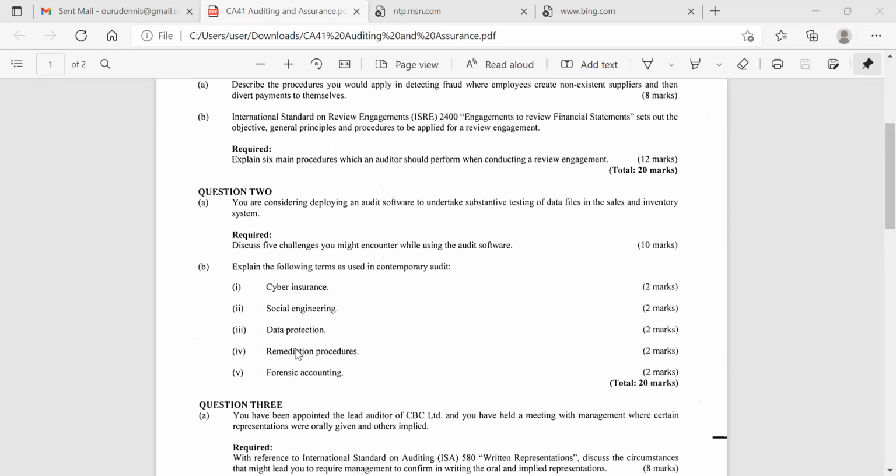So you can say under remediation procedure, audit committees get involved in post-mortem follow-up reviews. Audit committees normally get into post-mortem.